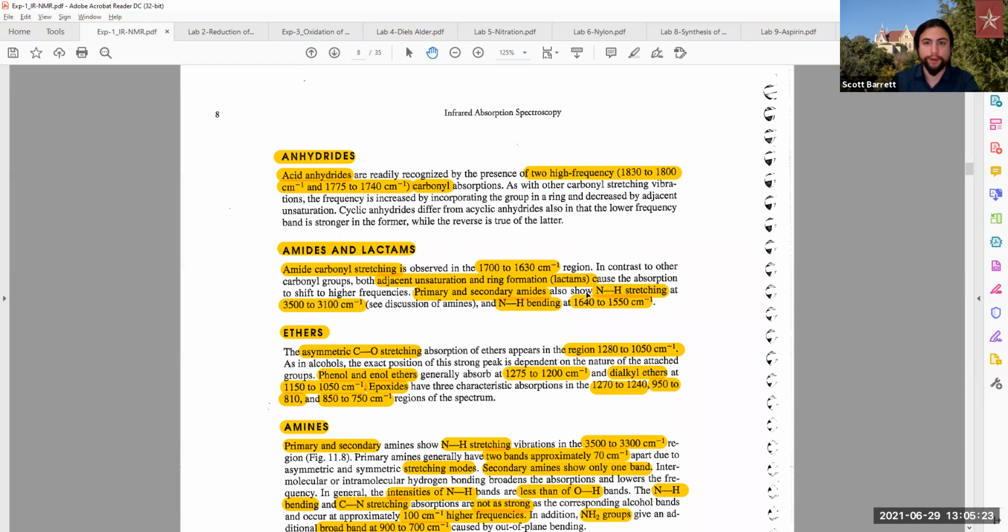If you just have an open amine, whether that be primary or secondary, that would show nitrogen-hydrogen stretching around 3500 to 3100, and you would see bending between 1640 to 1550. So mainly the big one there that would be good to remember would be the 3500 to 3100 area, and then we'll discuss that further going down to the amines.